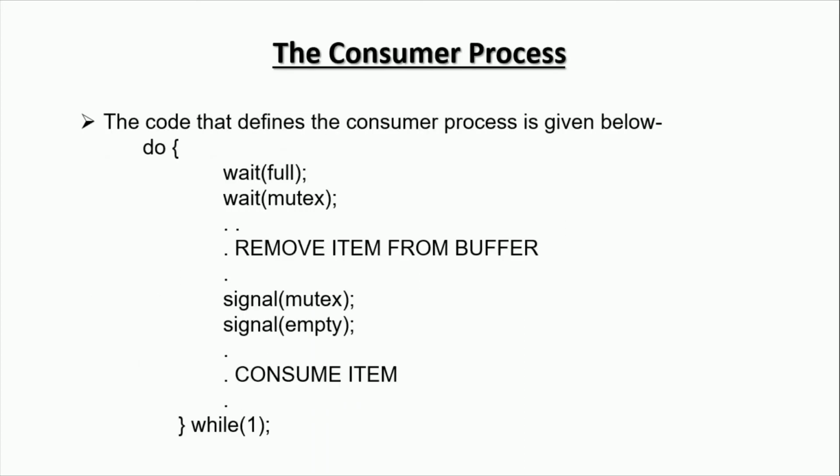So we next discuss the solution for the consumer process. The code here looks alike to the producer process code, but it's not the same. In the consumer process, the first step is to remove the item from the buffer and then consume the item. Also, the buffer is full of items.